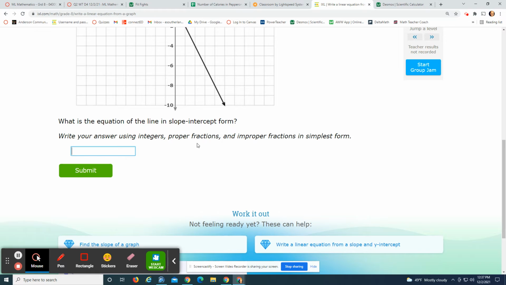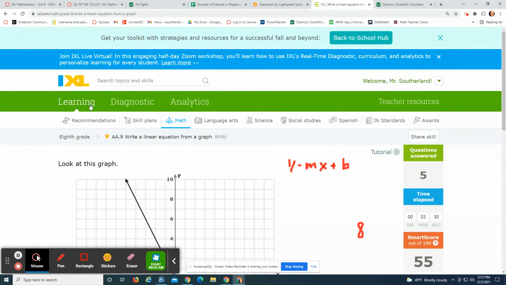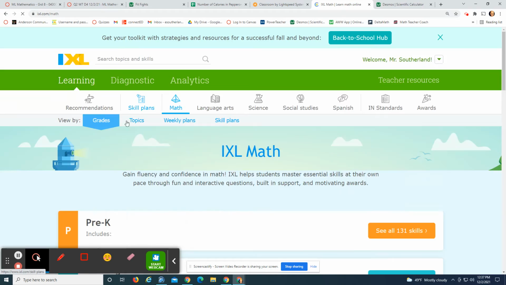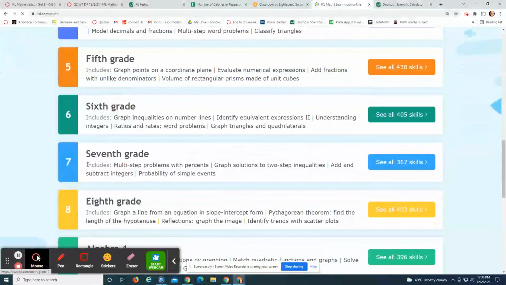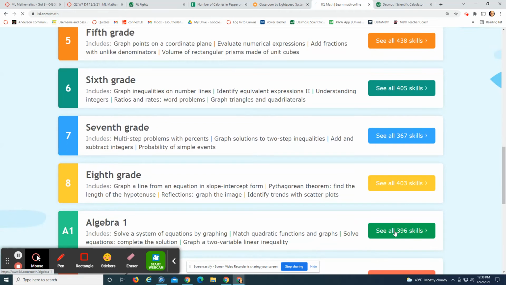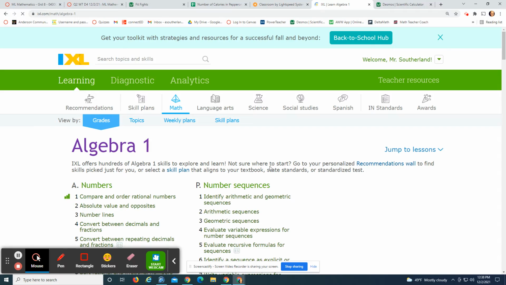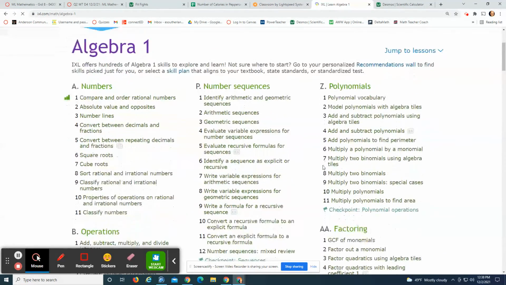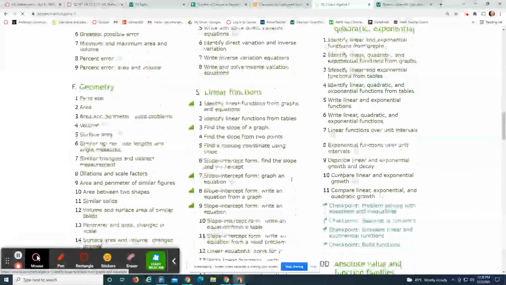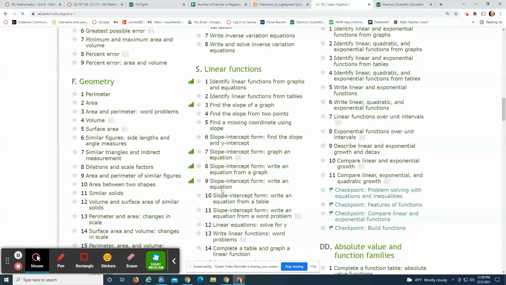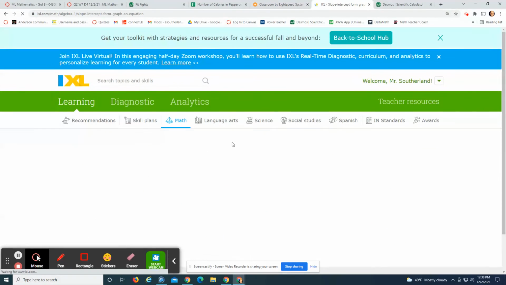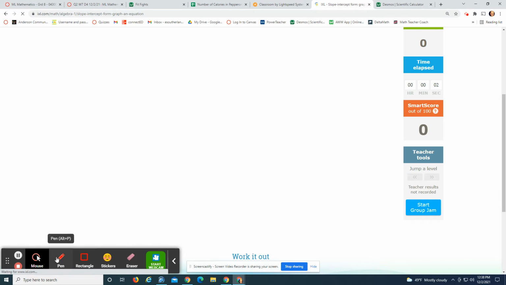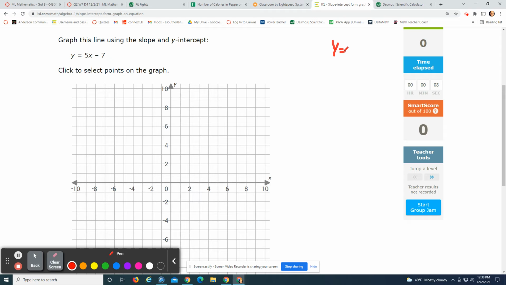When you finish that one, you're going to move on to Algebra 1 S8. Algebra 1 S8 is a similar IXL to one that we've already done. So IXL S8, or S7, sorry, is slope intercept from a graph. You do it the exact same way that we just did the previous one. You have to know what y equals mx plus b still is.